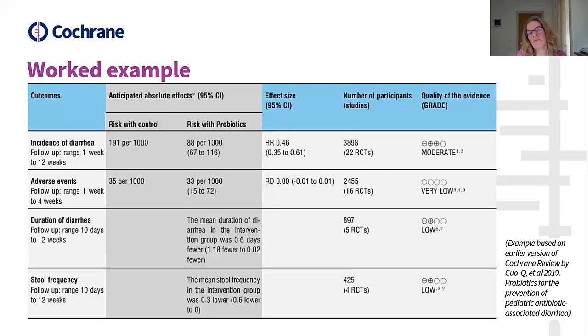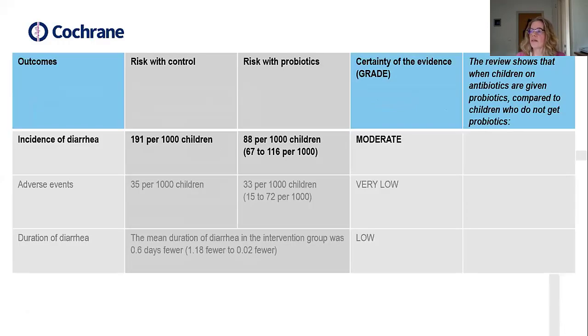So let's just run through this particular example. This is a review on the effects of probiotics for children who are taking antibiotics. And when you give children antibiotics, they may often have stomach problems such as diarrhea. And one of the possible solutions is to give them probiotics while they're also taking the antibiotics. So what did this review find? I've removed some of the columns from that summary findings table so we can just focus on the information that we're interested in, so the outcomes, the absolute effects, and the certainty.